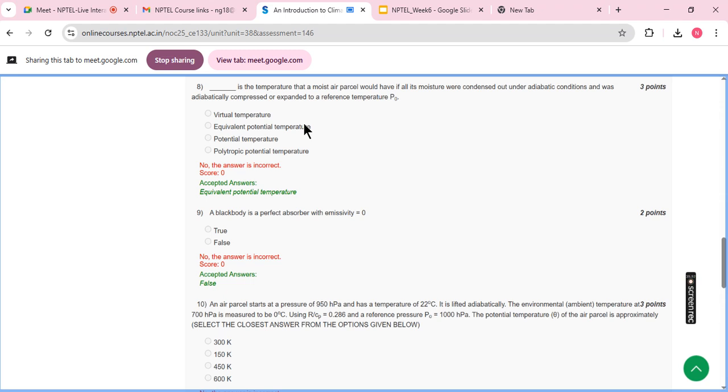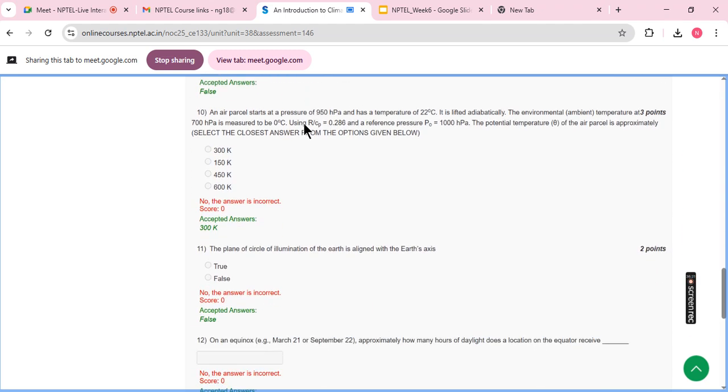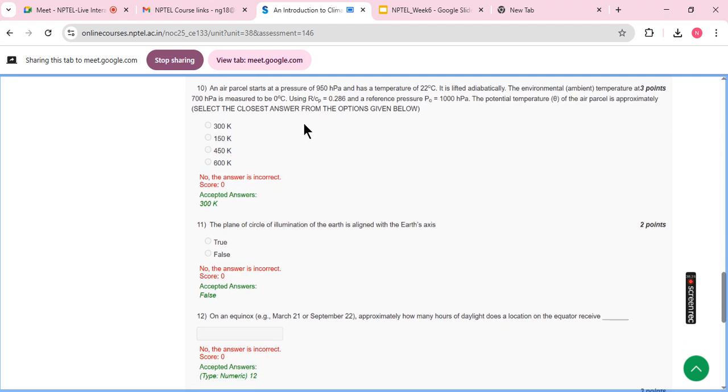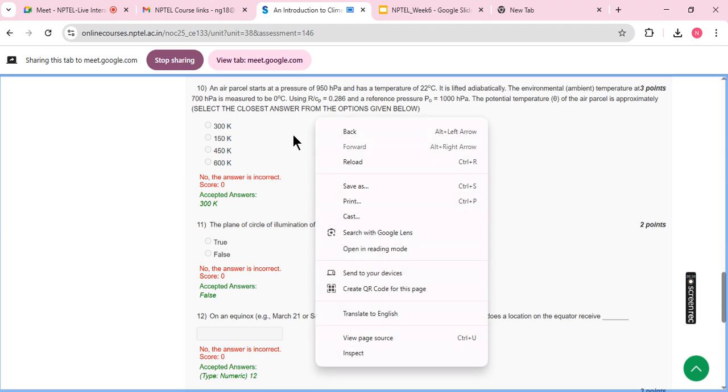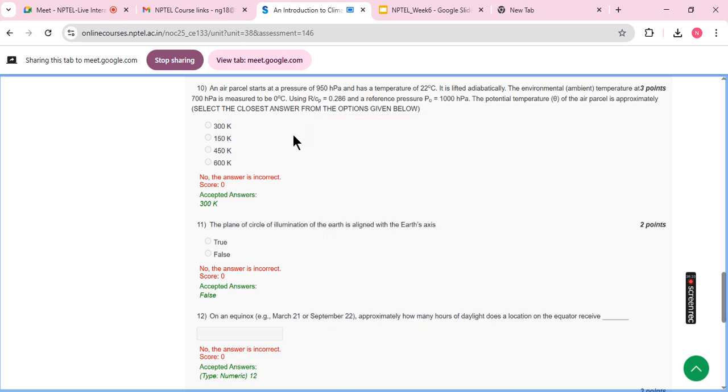Equivalent temperature is obtained when all the water vapor present in a moist air parcel is condensed out under adiabatic conditions. Once you have condensed out all the moisture, you get the equivalent temperature. Now, if you bring that parcel to the standard pressure level P0, it becomes the equivalent potential temperature. Those are the three different temperatures that we learned in the previous class. I want you to solve this question as well. An air parcel starts at a pressure of 950 hectopascal and has a temperature of 22 degrees Celsius.